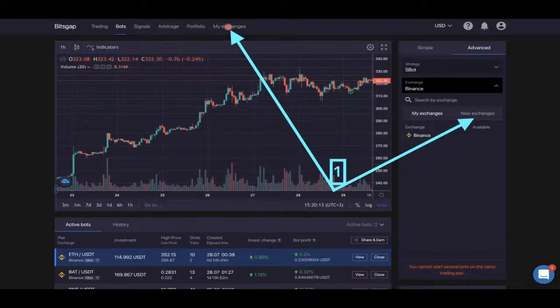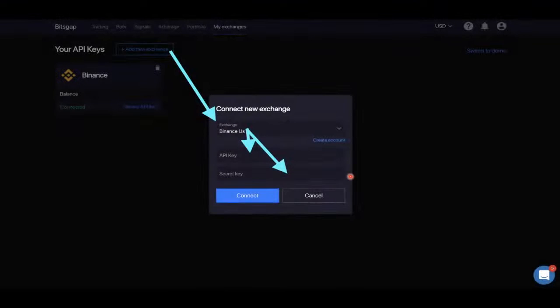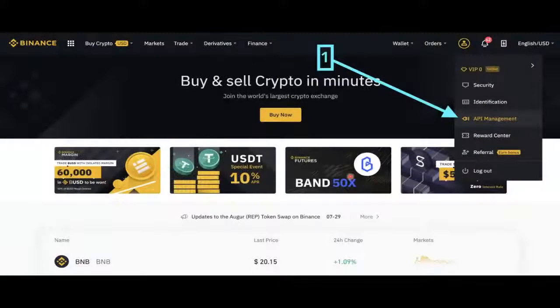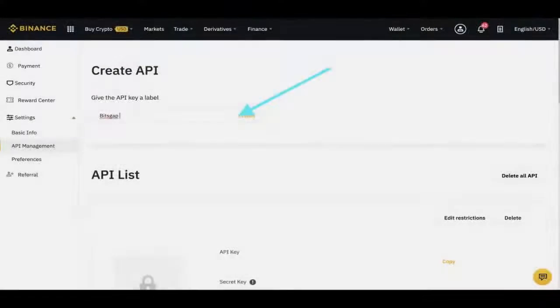So from the main page you have My Exchanges and New Exchanges, where you can add your trading account. Let's say you are trading on Binance, so you want to use Bitsgap as a platform for automated trading and as a spot trading platform. So in this case we need your API keys, which is basically a set of rules which you allow Bitsgap to run. So yeah, here comes the explanation of how you add the API.